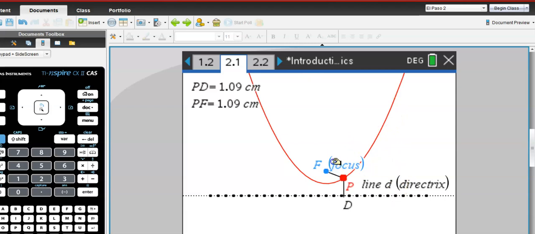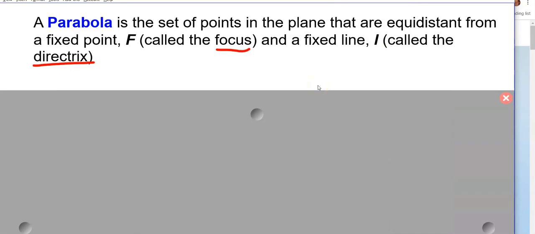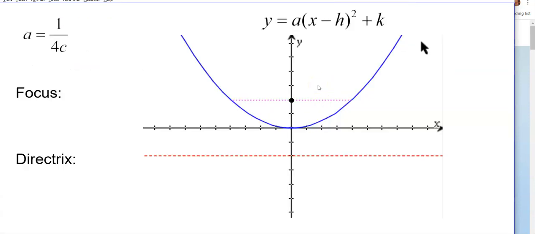The easiest way to see that is if you put this point on the vertex, which is pretty helpful here. The distance from the focus to the vertex is in this case 0.751, which is also equal to the distance from the vertex to the directrix. So that's why that definition starts making sense.